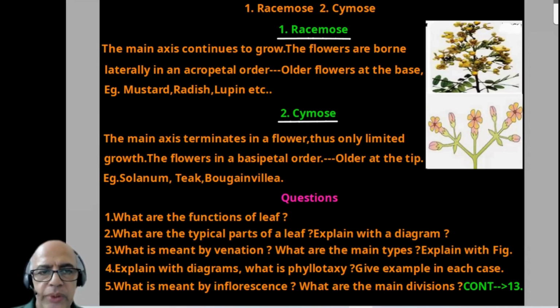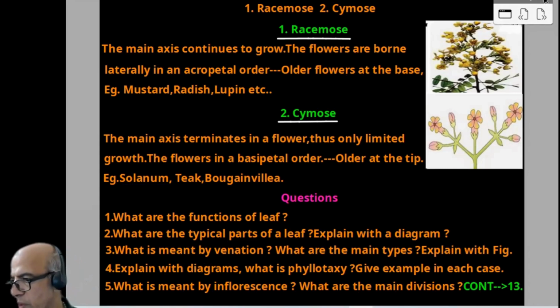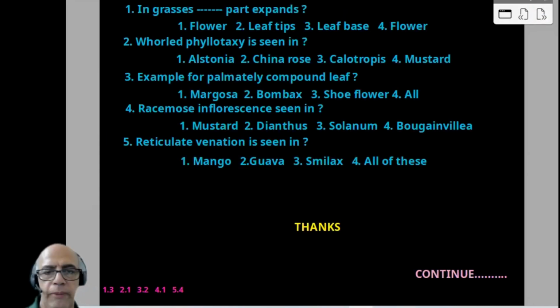Next is cymose. Main axis terminates in a flower. So growth is stopped. Thus only limited growth. The flowers are in a basipetal order. See, diagram you can find. Basipetal means older flower will be at the tip, young will be from the axils of the first formed old flower. Examples are Solanum, teak, and bougainvillea. And after that, as usual, 5 theory questions, 5 NEET model questions with the key.